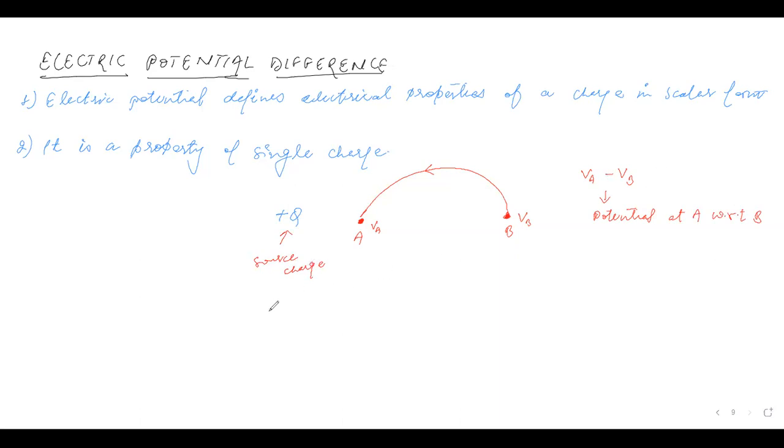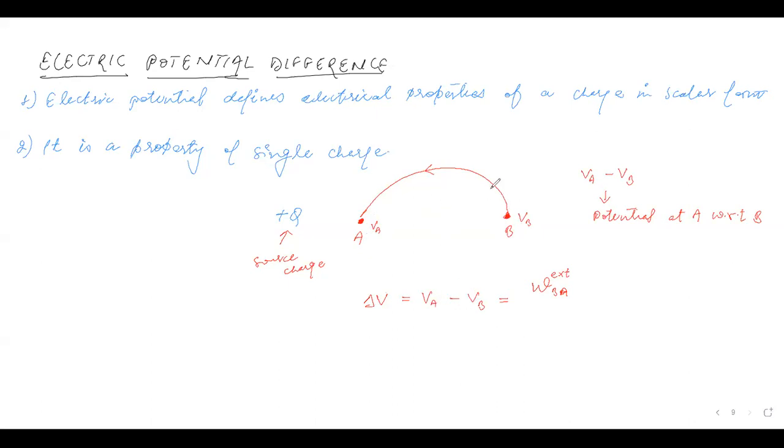Now, what will be the change in potential here? This change in potential is represented by delta V is equal to VA, I mean potential at A, minus potential at B, is equal to W of B to A externally. Because potential at A is greater than potential at B. So we are taking here delta V is equal to VA minus VB.